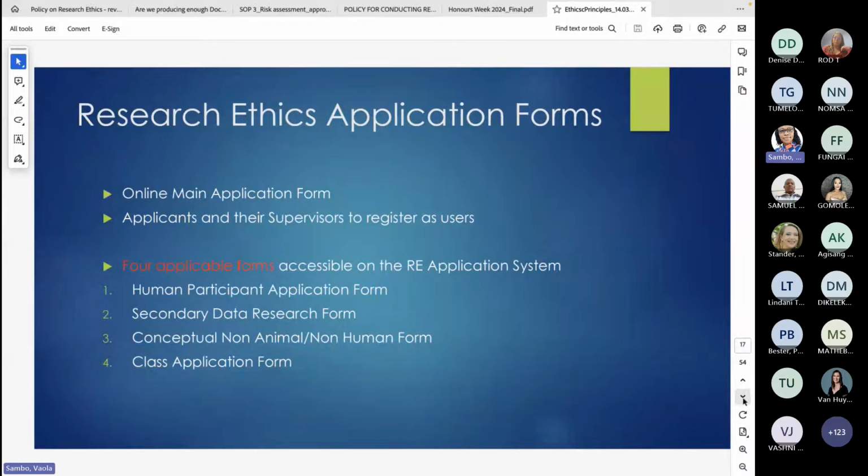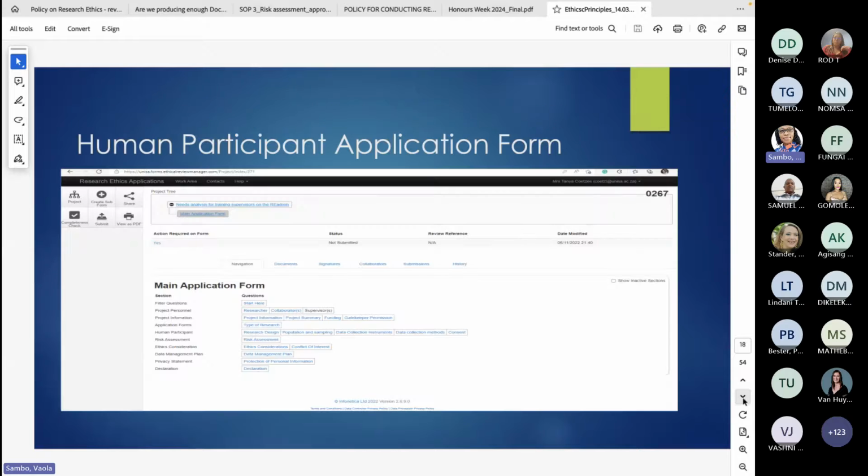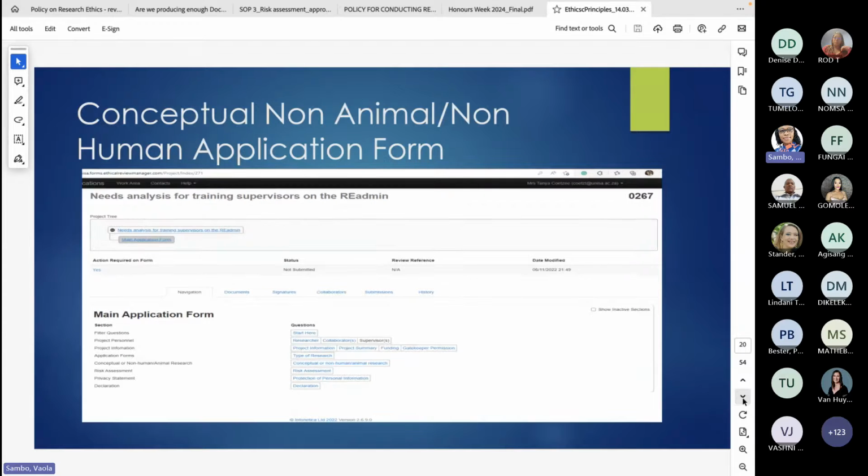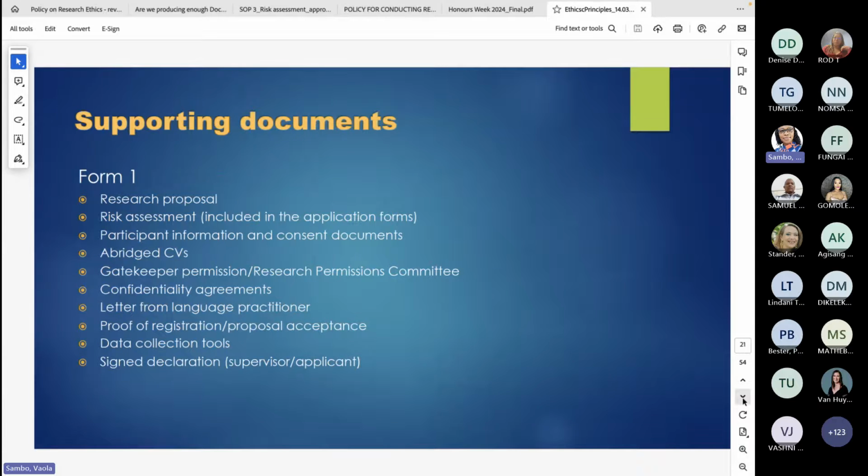Okay, we've looked at the different forms. So this is how it looks very briefly in terms of our new online system. You will be happy to know that previously we were working on manual forms, and in late 2022 we moved to an online system that makes things very easy. It's very quick, and also for us as reviewers, it's quite quick for us to do our work. So these are the different forms, and this is how those forms look on our online system.